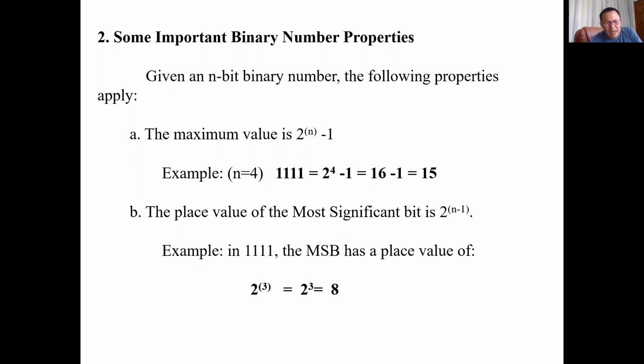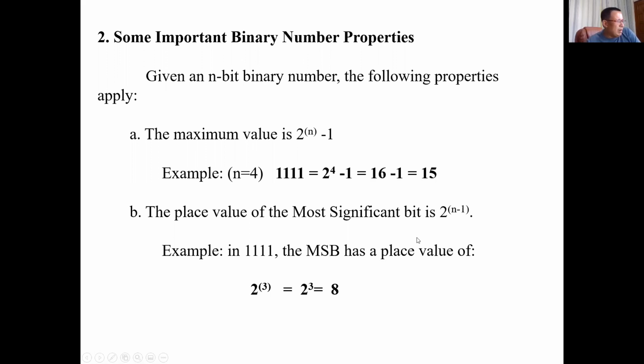So if you have n equal to 6, the highest value is 63. That's easy to remember, no? As long as you're familiar with the binary series. The place value of the most significant bit is 2 to the n minus 1.